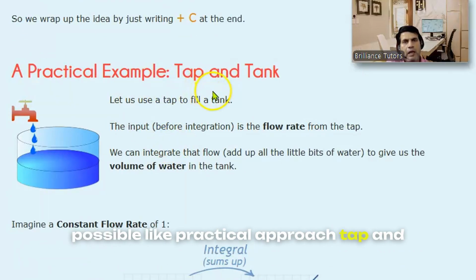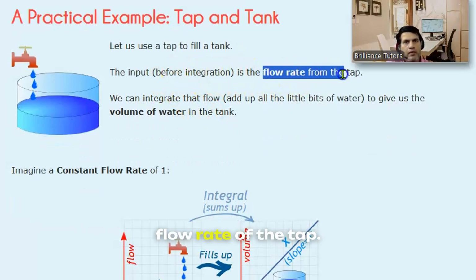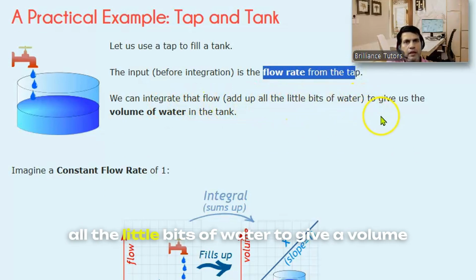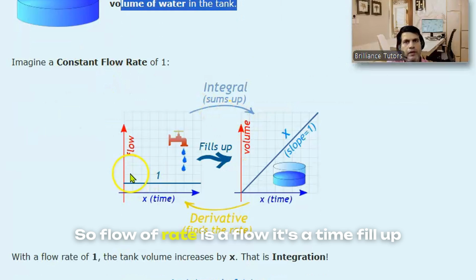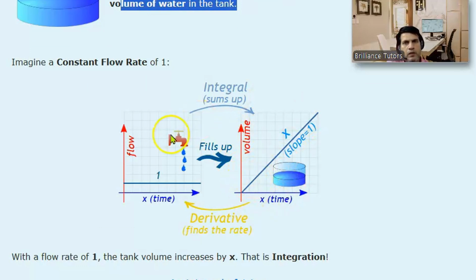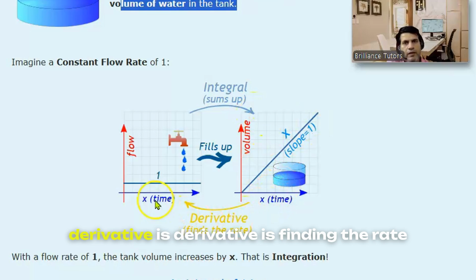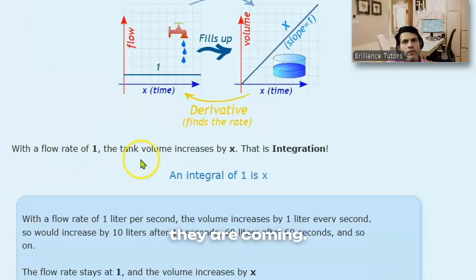Now a practical approach, a tap and a tank. The input before integration is the flow rate of the tap. We can integrate that flow, adding up all the little bits of water to give the volume of water in the tank. The flow rate is against time, filling up, so the volume is the sum, and the derivative is finding the rate at which the water is coming.